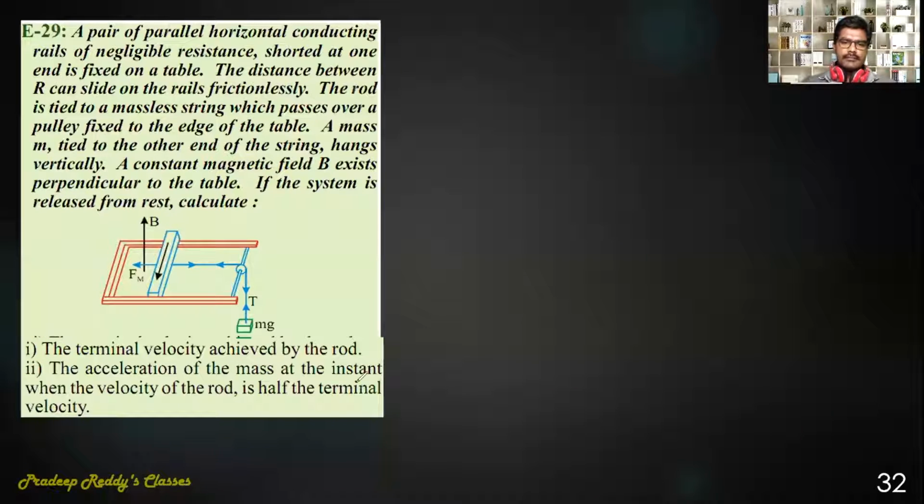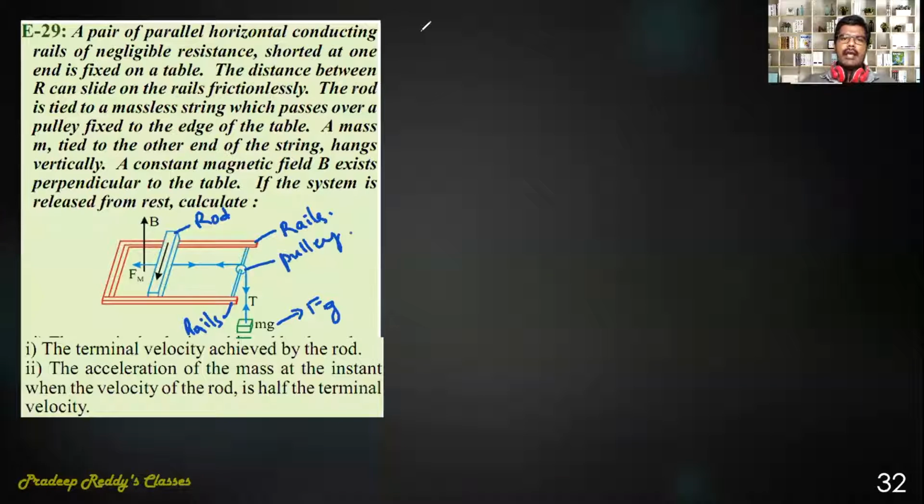See, this is a rod, and these are rails, and here is the pulley. This rod is attached with a string, and that string is attached with the mass, and there is gravitational force acting on this mass in the downward direction. When the mass comes downward, the rod will be moving. Because of that moving rod, there will be EMF induced in the rod.